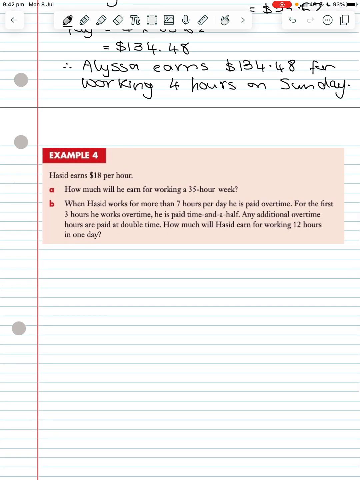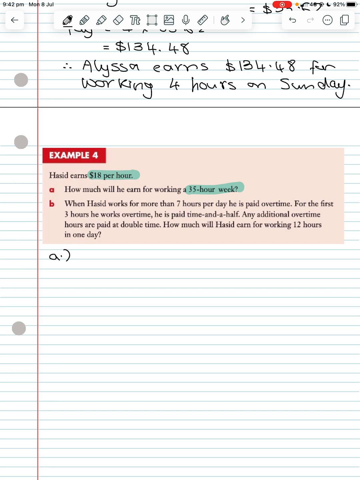So Hasid earns $18 per hour. How much will he earn for working 35 hours a week? And when Hasid works for more than 7 hours per day, he is paid overtime. For the first 3 hours he works overtime, he is paid time and a half. Any additional overtime hours are paid at double time. How much will he earn for working 12 hours in one day? So the first thing we want to do is use our highlighting method. So we know $18 per hour, and he's working a 35-hour week.